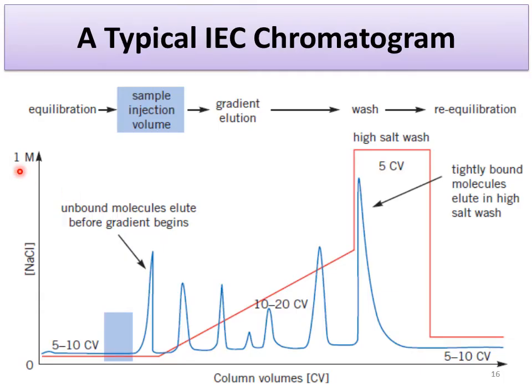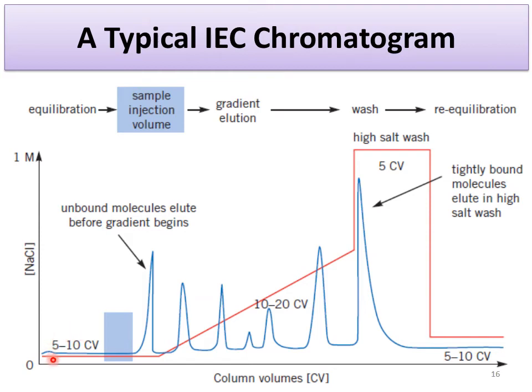This is a typical chromatogram. A chromatogram is a graphical representation of the elution pattern of proteins. Here, on the x-axis is the volume of the buffer, and on the y-axis is the salt concentration. These blue peaks represent protein concentration in terms of their absorbance at 280 nanometer.